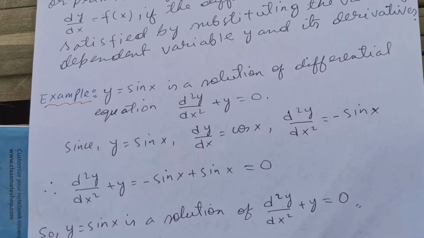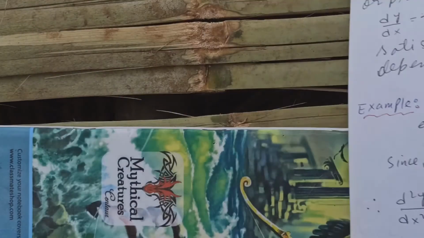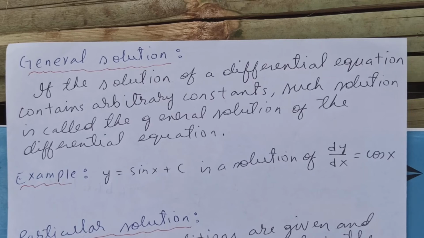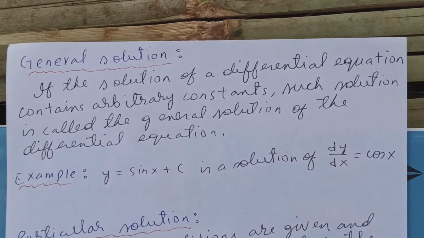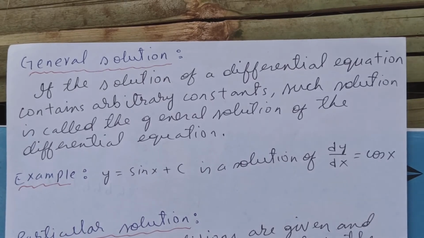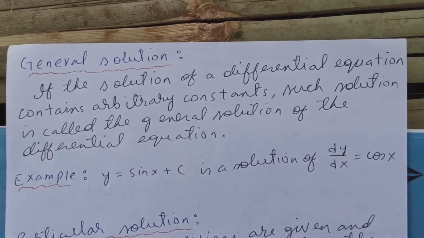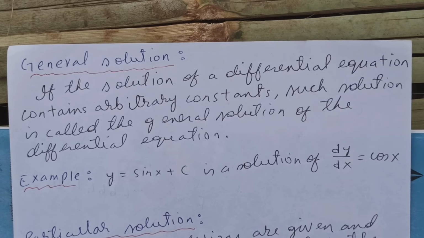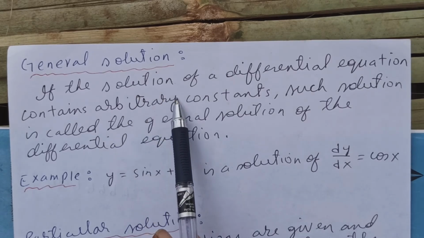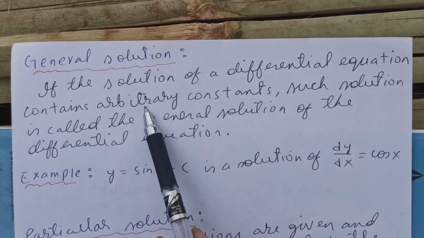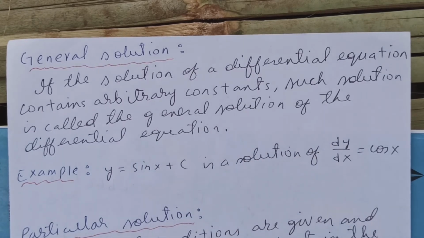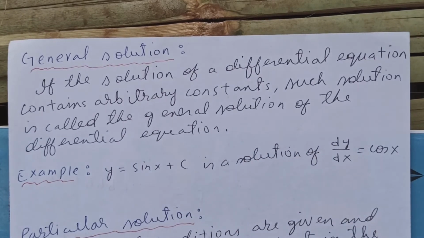Now let's see about the general solution. In differential equations, there is a general solution, a particular solution, and many others. So let's talk about the general solution. If the solution of a differential equation contains an arbitrary constant, such a solution is called a general solution of the differential equation.